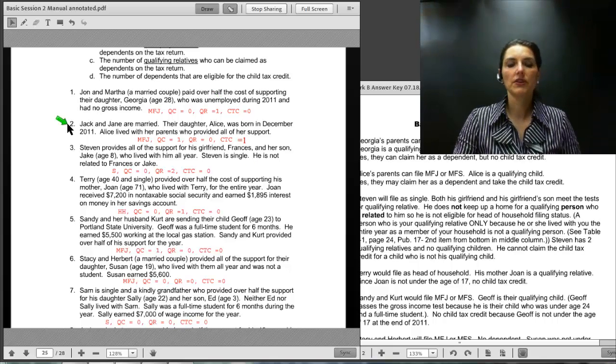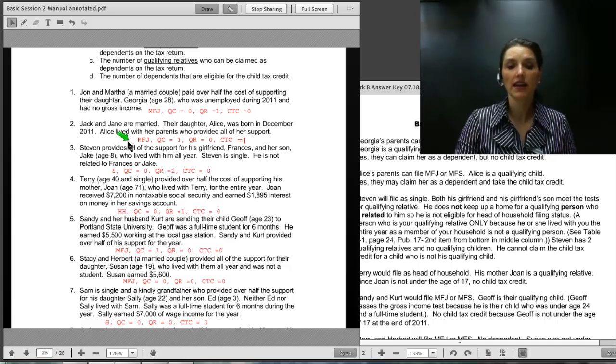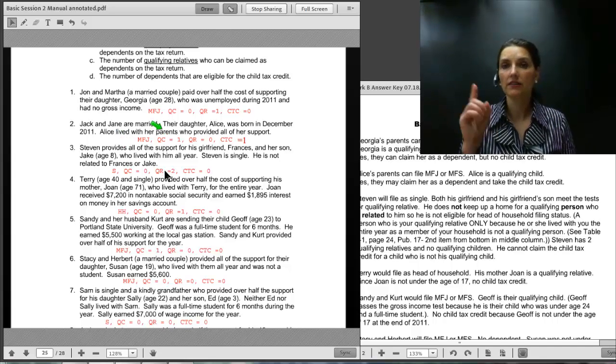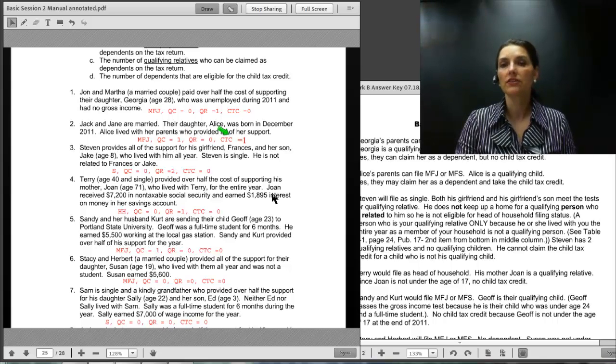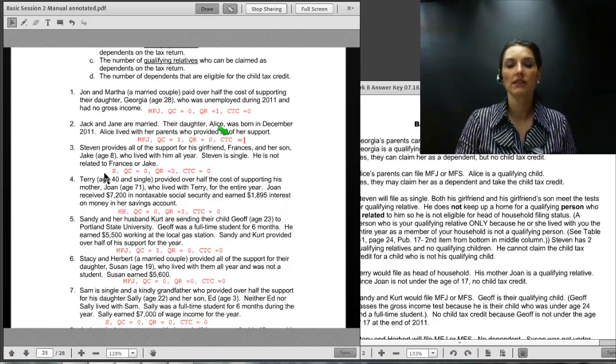So for question number 2, Jack and Jane are married. Their daughter Alice was born in December of 2011. Alice lived with them and received all of her support from them. For the parents, the better filing status is probably married filing a joint return. Their child is considered to have lived with them for the entire year because she was born during the year and lived with them the time that she was alive. That means that she is a qualifying child. They're allowed to claim one qualifying child. They have no other qualifying individuals in the house, so the qualifying relative is entered as 0. And their child, because she is under age 17, will qualify them for the child tax credit.